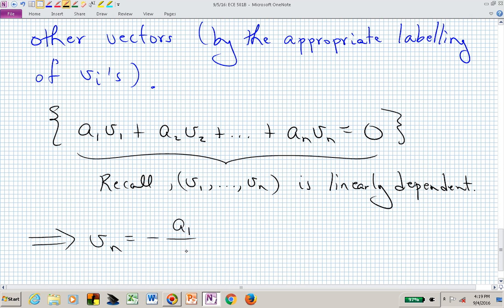minus a1 over a sub n v1, and we're taking all of those others to the other side, meaning we now have minus a sub 2 over a sub n v sub 2 all the way down to minus a sub n minus 1 over a sub n v sub n minus 1. We can now write v sub n in that manner.